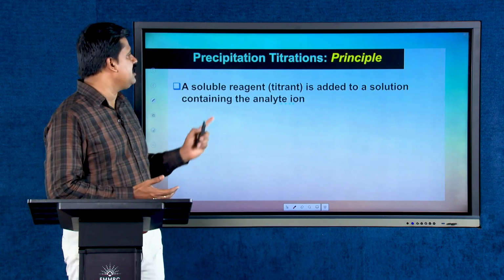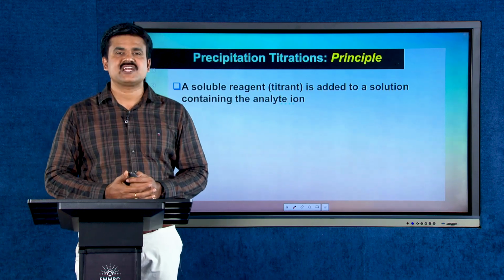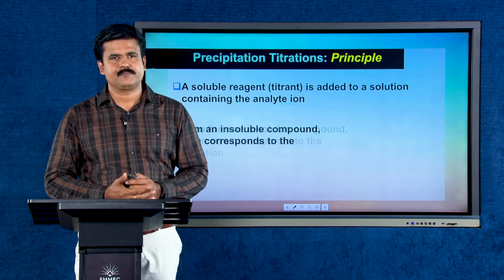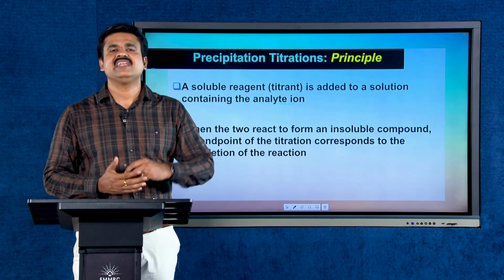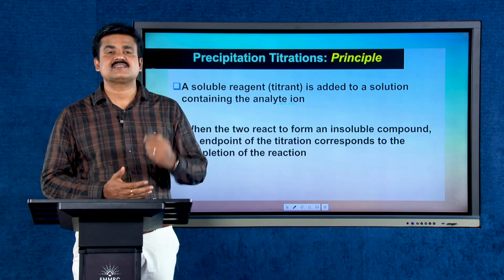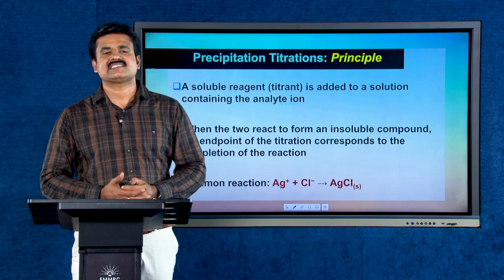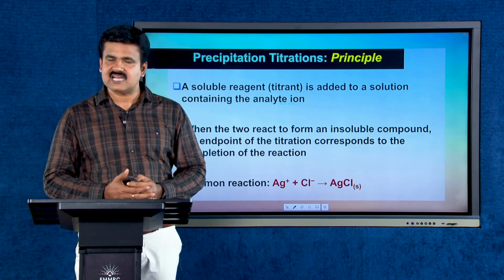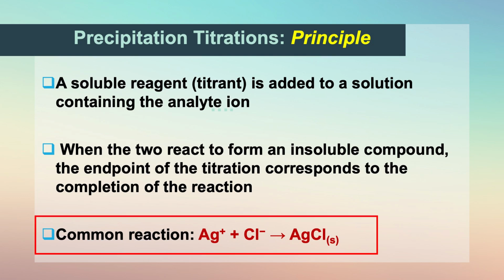A soluble reagent, that is the titrant, is added to a solution containing the analyte ion. When these two react together to form an insoluble compound, the end point of the titration corresponds to the completion of the reaction. A common type of reaction in precipitation titration is shown here. It is the reaction between Ag+ and Cl- to produce the precipitate of AgCl.